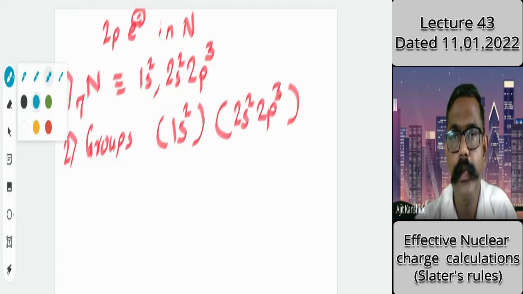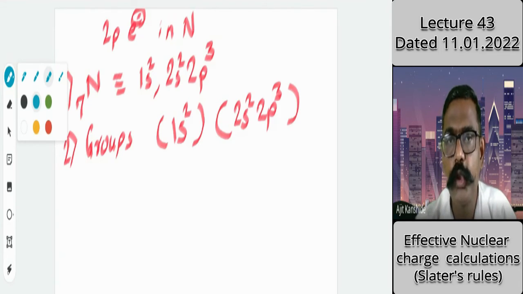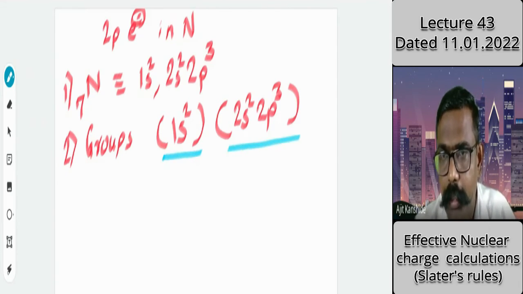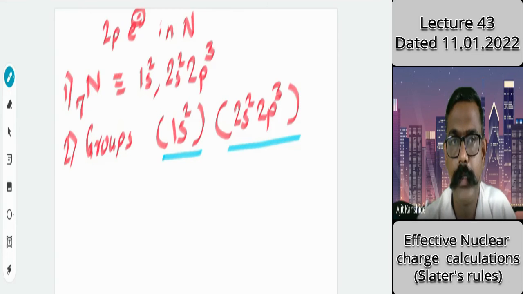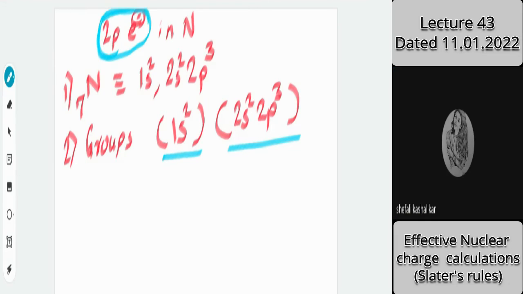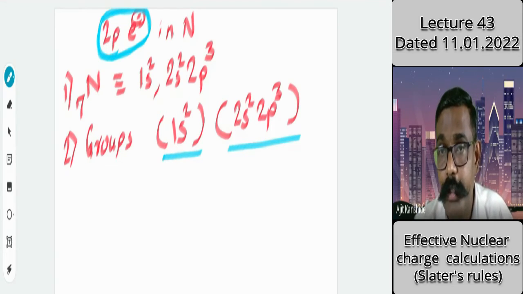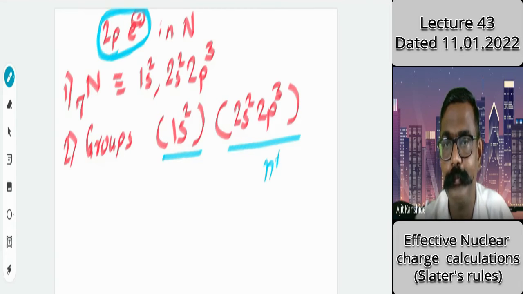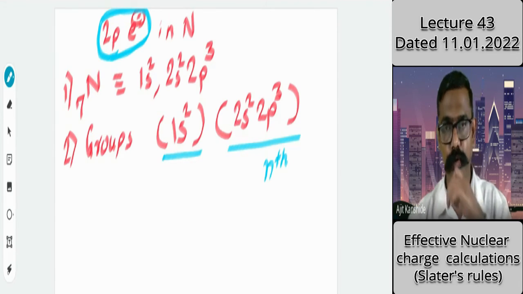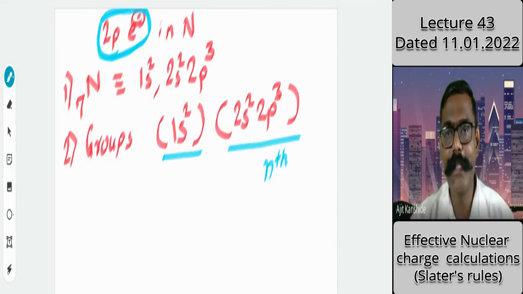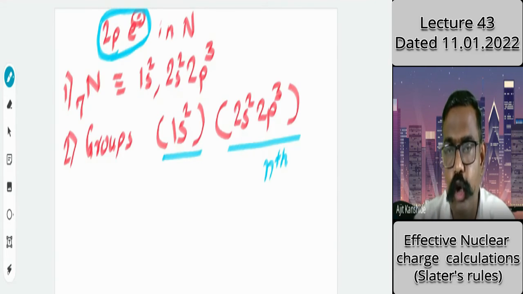Will you help me to answer what is our nth group? Which electron do we want? The question tells us which is the nth group: 2p. So the 2s, 2p group is our nth group. As per our rule, neighboring electrons in that nth group will contribute how much?